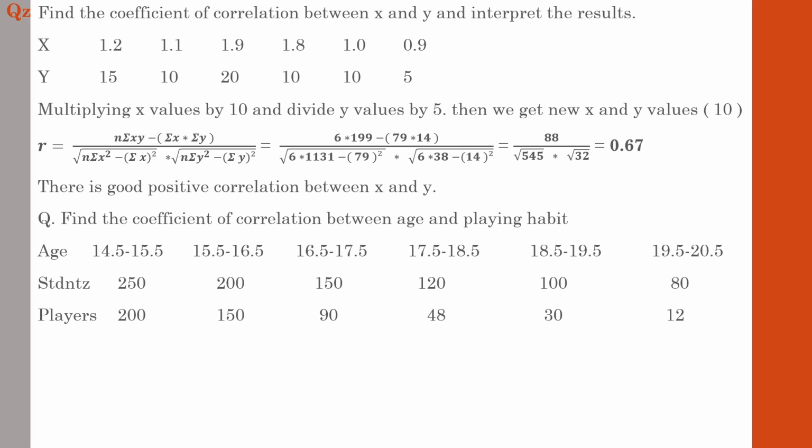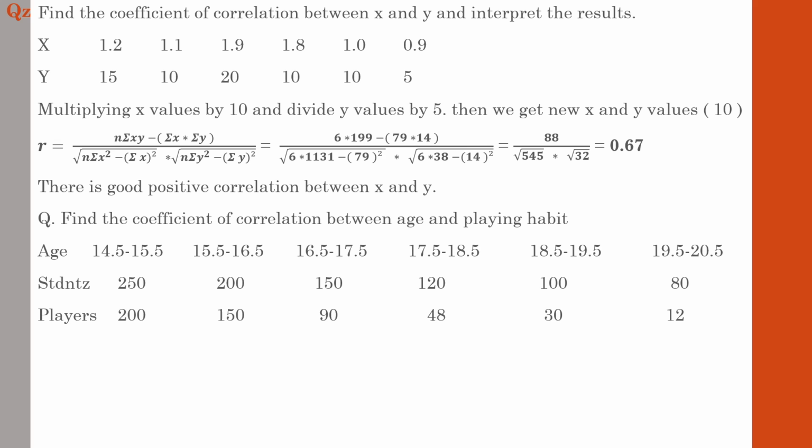For example, here it is first one 200 means out of 250 there are 200 players that comes under the category of 14.5 to 15.5. So we have just gone through all the details given. The question you are asked to find relationship between age and playing habit.